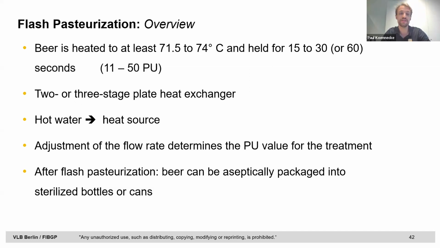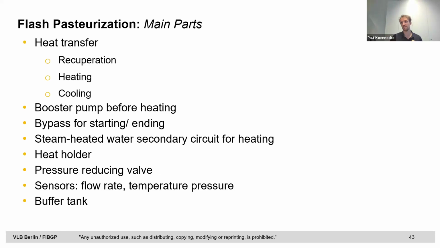With beer, normally it is suitable to flash pasteurize. And the main parts of a flash pasteurizer, we will also have a picture in the next chart. But we have the heat transfer, which is basically divided into the recuperation zone, where the beer coming from the heating lane is preheating the beer which has to be heated. Then we have the heating area and the cooling area, and we will have a booster pump before heating.